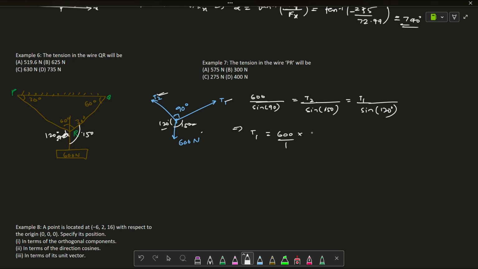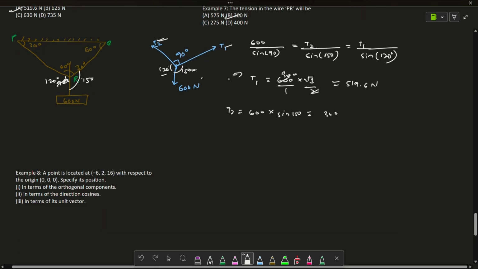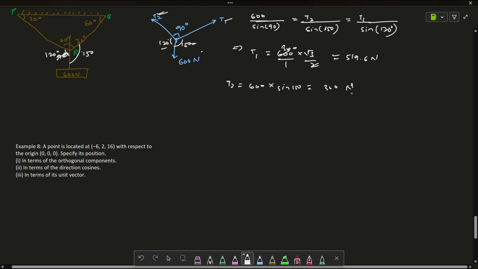Sine 120 is sine of 90 plus 30, so cos 30, which is root 3 by 2. So it would become 300 into root 3, that is 519.6 Newton. So the answer would be A. Similarly, we will find T2 as 600 into sine 150, so it would become 300 Newton. So option B. I hope this question is also clear to you.